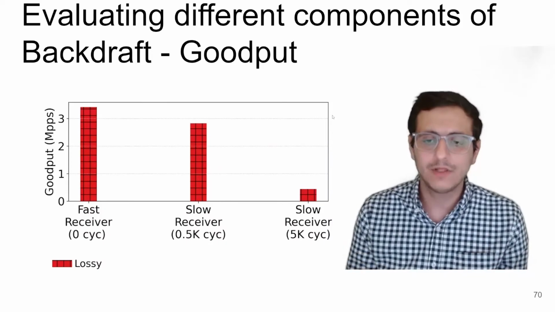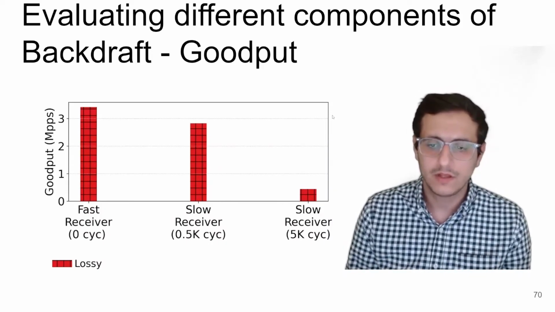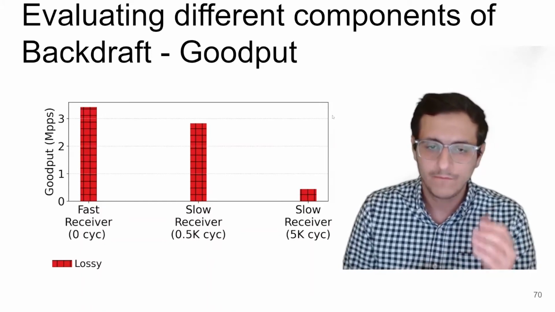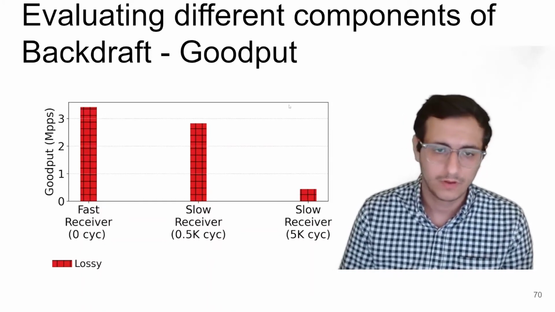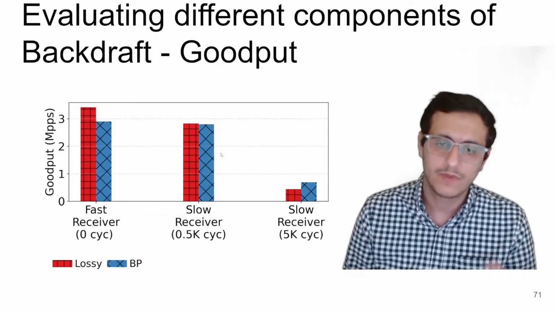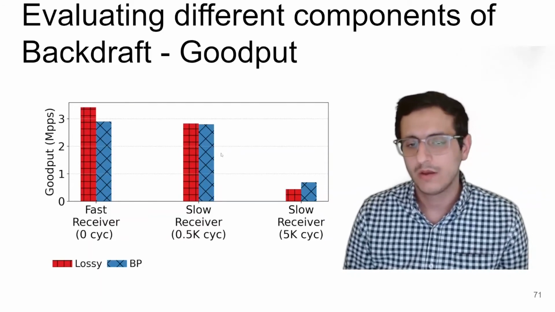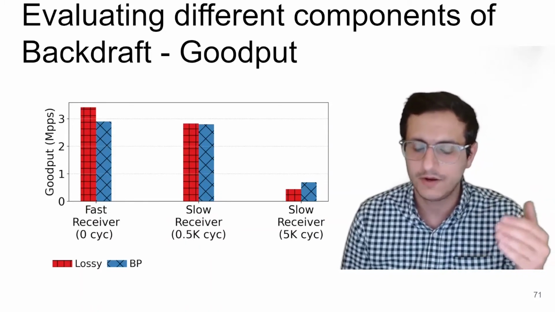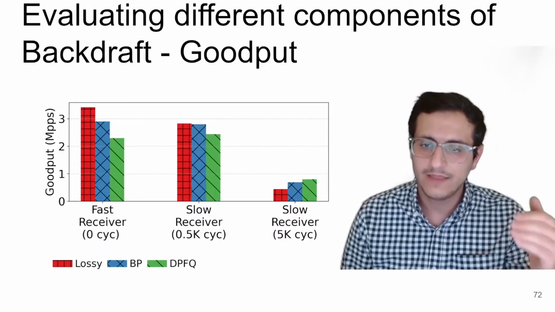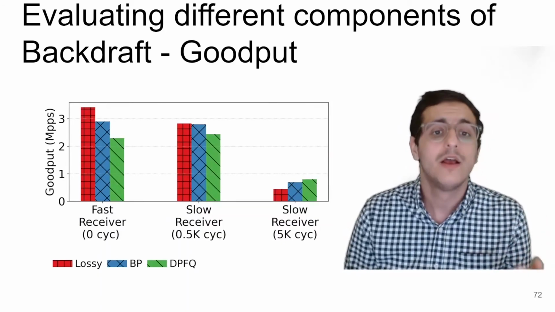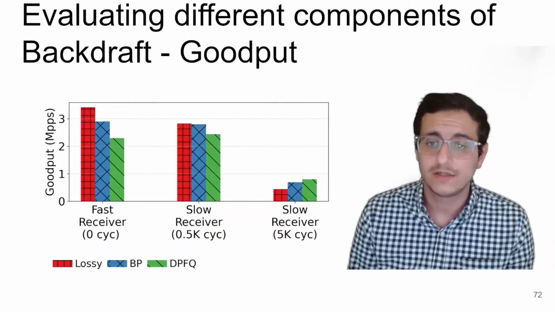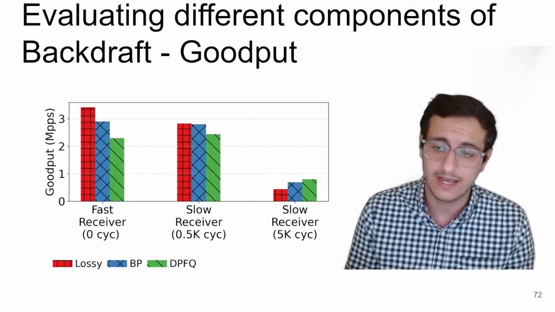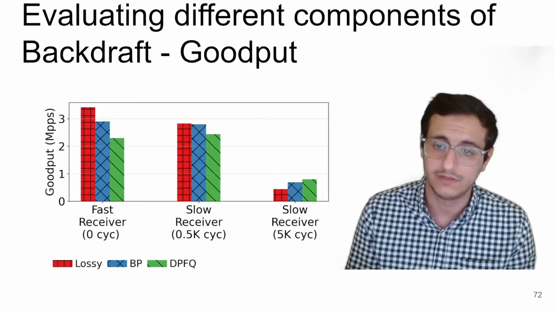Again, we have a similar experiment, similar applications, and a similar baseline. We're reporting throughput here. First, we have lossy, and then we have back pressure. Back pressure is going to have less throughput because of the on and off scenario that we will face. And the interesting point is that dynamic per flow queuing will have even less performance than back pressure and lossy, except for some improvement in a very slow receiver case.